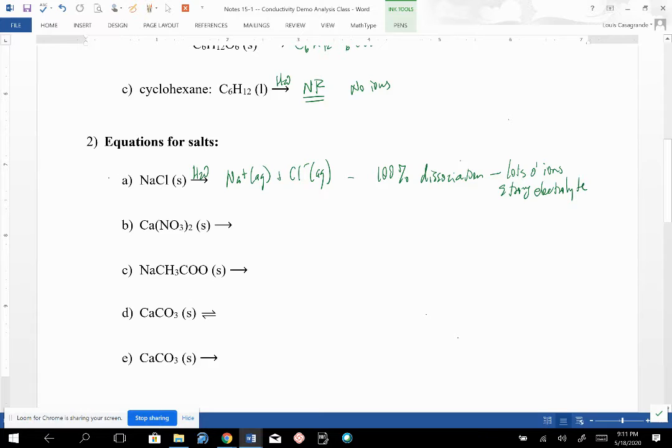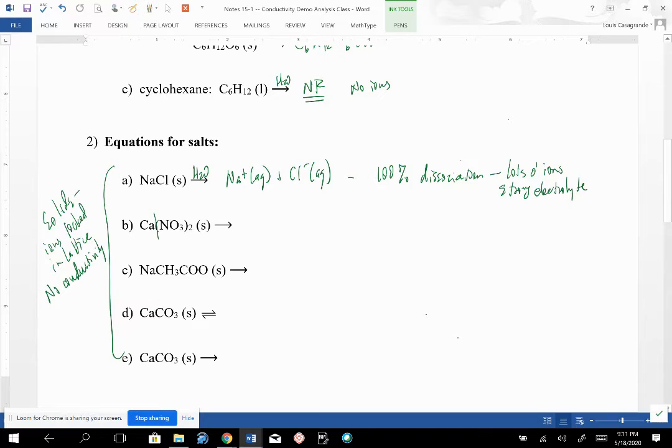Oh, by the way, all these guys as solids, the ions are locked in the lattice, and so no conductivity.